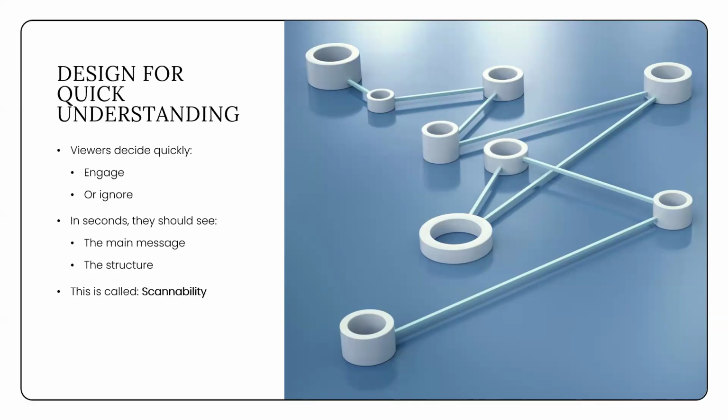Effective hierarchy creates scannability. In the first few seconds of viewing, the audience should grasp the core message even if they do not read everything. This initial perception window is critical. People decide quickly whether to engage further or to disengage. Visual hierarchy ensures that even brief attention produces understanding.